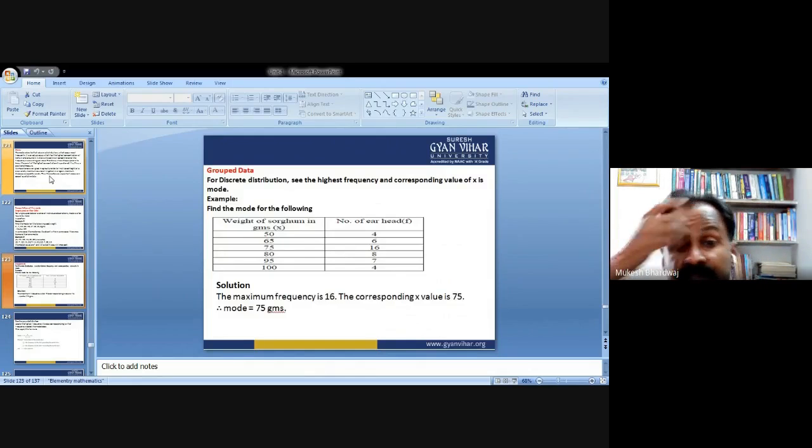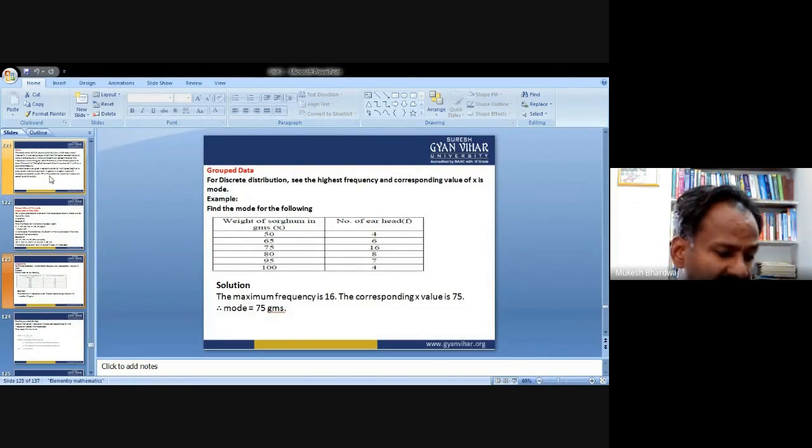Grouped data. For a discrete distribution, see the highest frequency, and the corresponding value of x is the mode. For a discrete distribution, that is, grouped data or tabular form data is given, the mode can be calculated directly by observing the frequency, which is directly given to you.